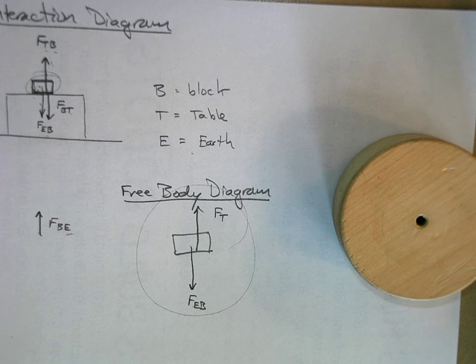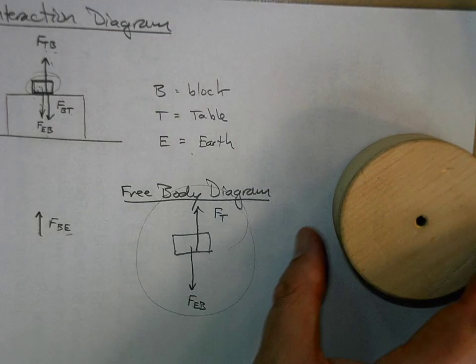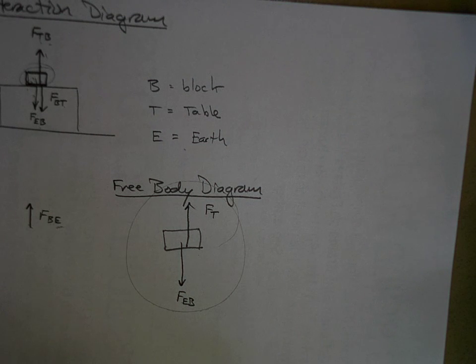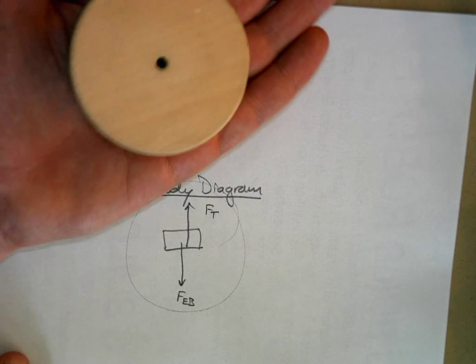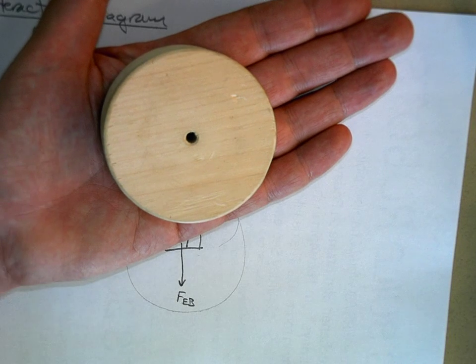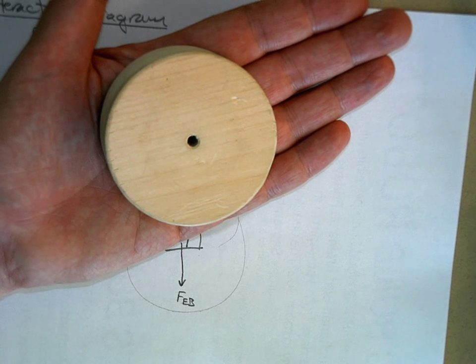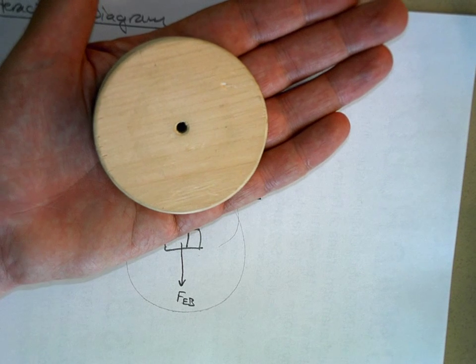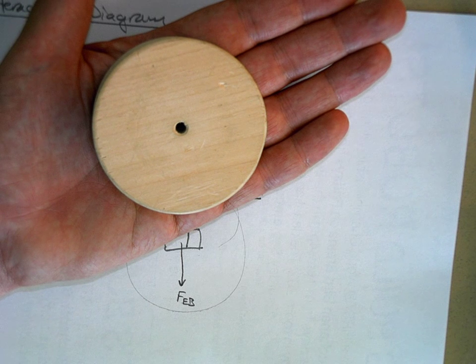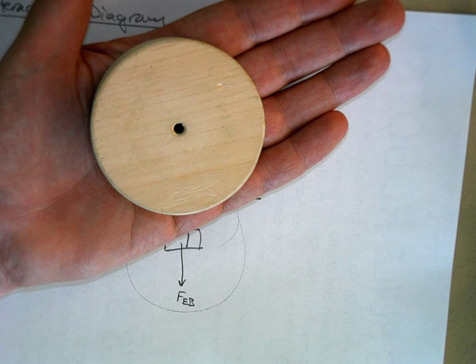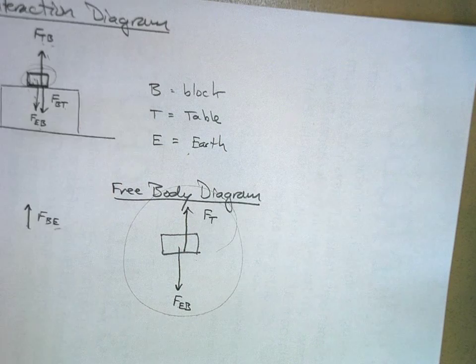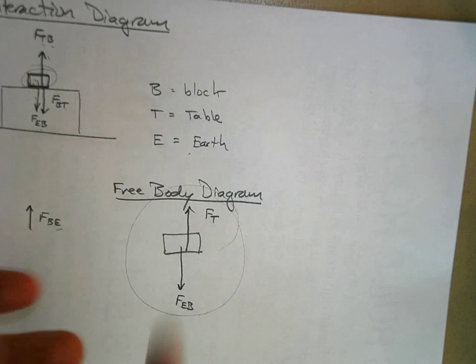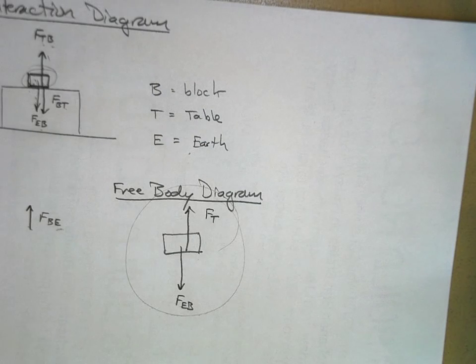Now what happens if this block was accelerating upwards? Like if you were in an elevator and you're holding the block in your hand, and the elevator goes from rest to an upward velocity, therefore it's accelerating up. How does the block feel? Doesn't it feel a little heavier? Have you ever been in an elevator and it starts going up, you feel a little bit heavier for a couple seconds? That's because the force of the table pushing up, or the force of my hand pushing up on the block, is greater than the weight.